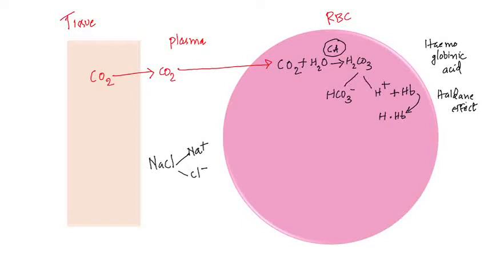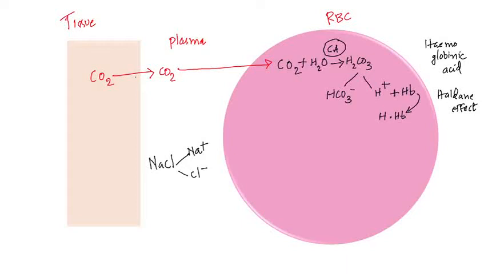Okay, so now H plus is being taken care of. What remains is the bicarbonate ion which has dissociated out from the carbonic acid. If bicarbonate ions are going to build up in the RBC, and obviously they will, how? Because the tissues are always producing carbon dioxide, which readily diffuses into the plasma and then into the RBC. So there is going to be a buildup of carbonic acid, and as soon as carbonic acid is formed, it dissociates into the bicarbonate ion and H plus. The buildup of bicarbonate inside the RBC is not good.